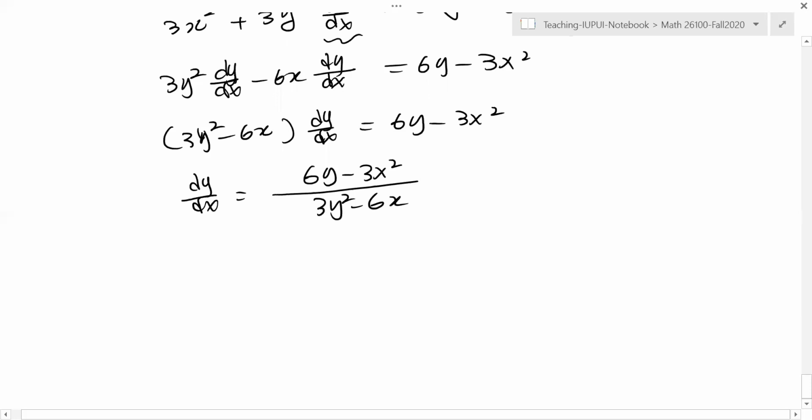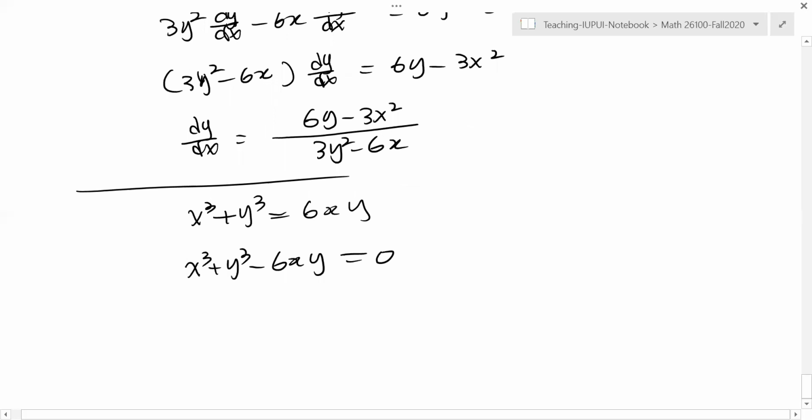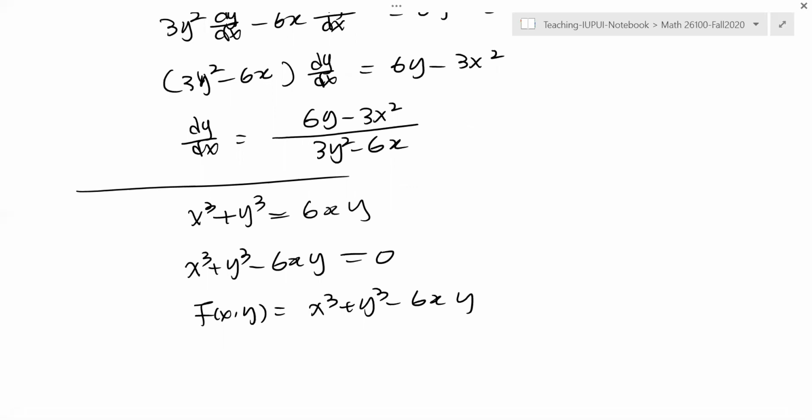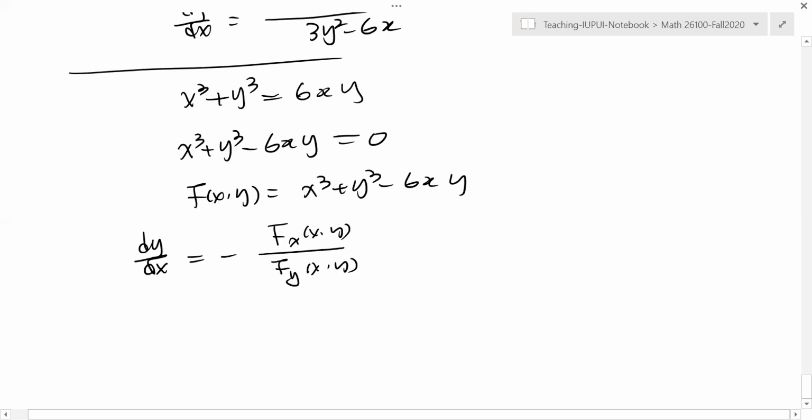Okay, what I'm trying to do is rewrite this equation. Okay, I write it in the following way. Okay, this is the same equation. So now my function f of x, y is going to be x cubed plus y cubed minus 6xy. Okay. Then you can use a formula to find it, right? So we know that dy over dx is going to be negative fx over fy. That's what we have. Yeah, we already derived the formula. So all I have to do is just find the partial derivative of f with respect to x, the partial derivative of f with respect to y variable. So let's find the partial derivative.